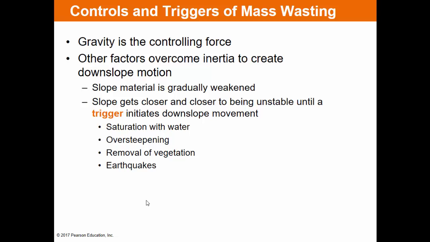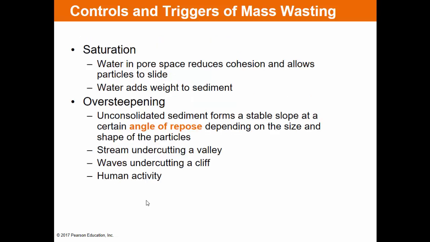Saturation with water from excessive rain or maybe even overwatering can be a trigger. Oversteepening of the slope, for some reason parts of the slope are eroded away, and that oversteepening causes mass wasting. There's also the removal of vegetation. We see that in many parts of the world where rainforests are stripped away for agriculture, and it results in mass wasting and erosion. And then again, other triggers can be massive vibrations caused by things such as earthquakes.